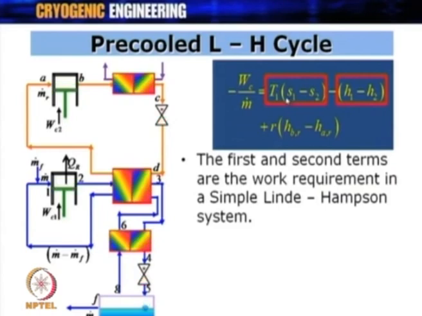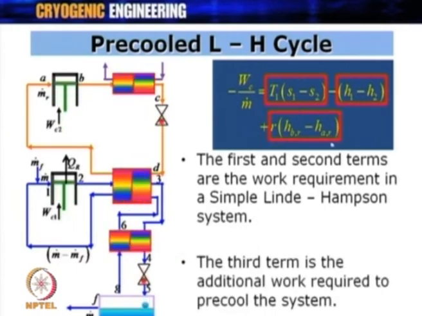So, here you can understand that the first two terms are coming from the primary cycle or the primary circuit. The first and the second terms are the work requirement in the simple Linde-Hampson system. This was our expression earlier. The third term has come because of the additional circuit, the pre-cooling circuit, and it is the additional work required to pre-cool the system. So, one can find the work done on this cycle from the pre-cooling cycle and from the primary cycle. Just find the two work done, add them together, and this should account for the additional pre-cooling circuit that has been incorporated in a pre-cooled Linde-Hampson cycle.